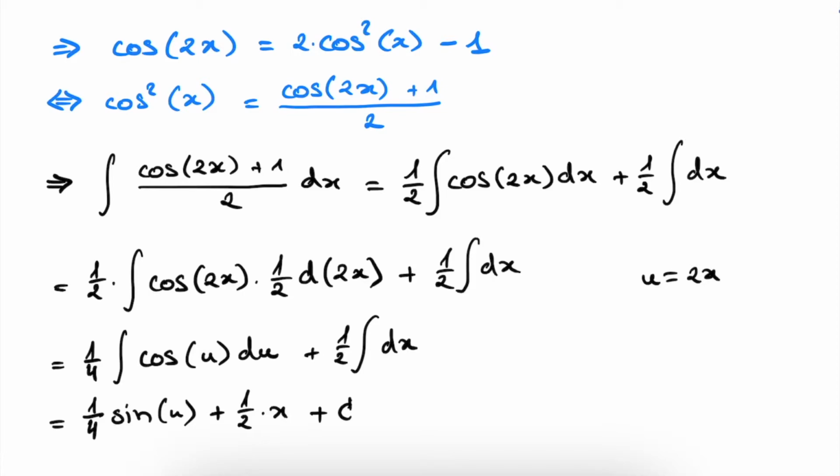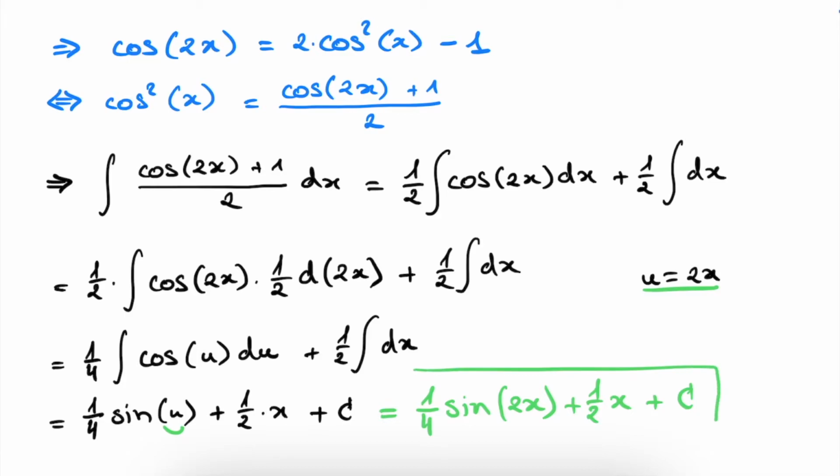And at this point we're not done quite yet, because we still have a solution with the substitution parameter u. So we can still rewrite this as 1/4 times the sine of u, and we know that u is equal to 2x, plus 1/2 times x plus c. And this is our final result for the integral of the cosine squared of x.